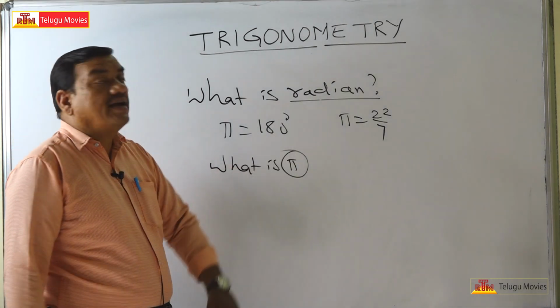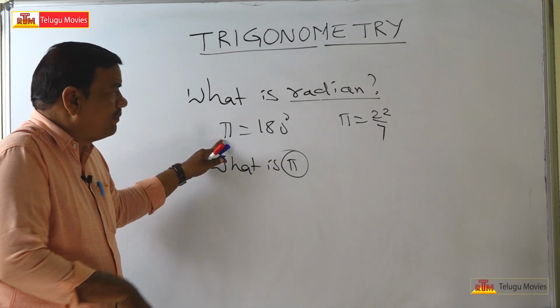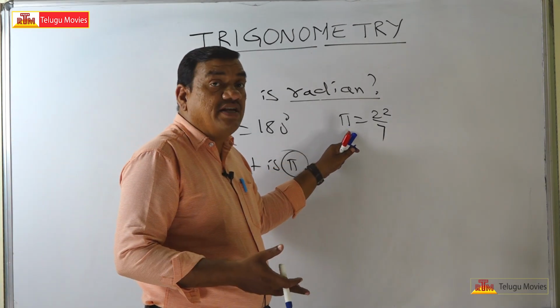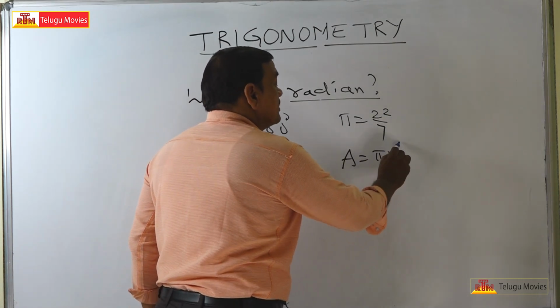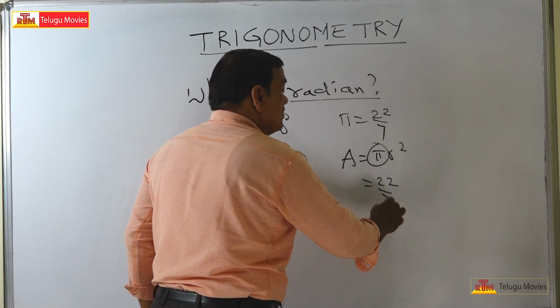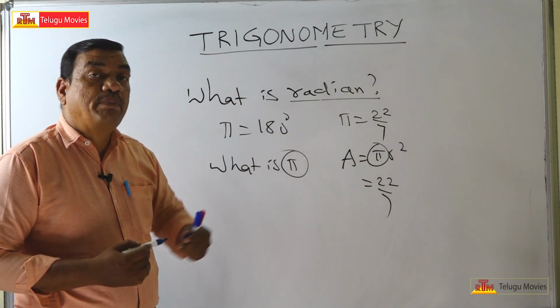So why do you have to take pi is equal to 180 degrees? What is this pi? Pi radians are only simply pi. But sometimes we will take pi is equal to 22/7. For example, area of the circle is equal to pi r square. Here we will take 22/7. We are not taking 180 degrees here. What is this pi and that pi?